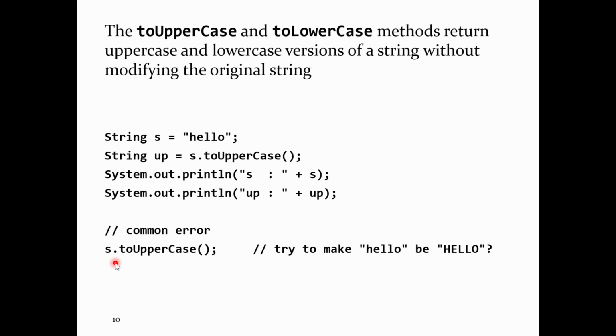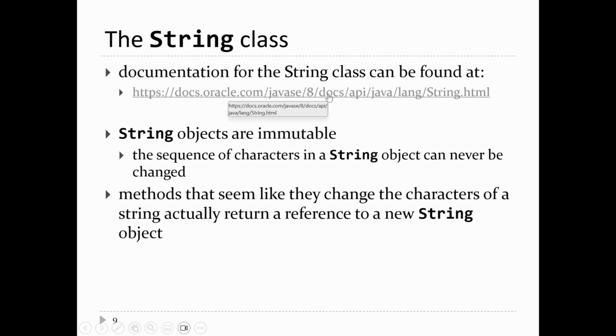So if you really want to change s, you have to reassign back to s. If you write s = s.toUpperCase, that computes a new string, the uppercase version of s, and stores a reference to the new string back in s. You lose the original string in that case, so there's no way for you to get back the original lowercase hello if you do that. Okay, so let me just quickly go back one slide and click on this link here.